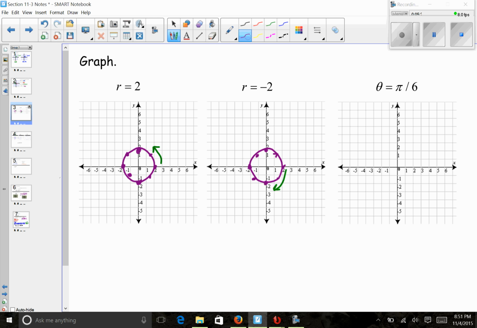If I were to see something like my angle is pi over 6, what that means is that no matter what distance away I am from the origin, this angle from the positive x-axis must be pi over 6. So if I have positive r values, it can just keep going out infinitely along that ray. Negative r values just go the other way, and I actually end up with a line.